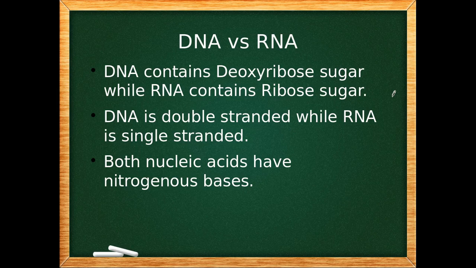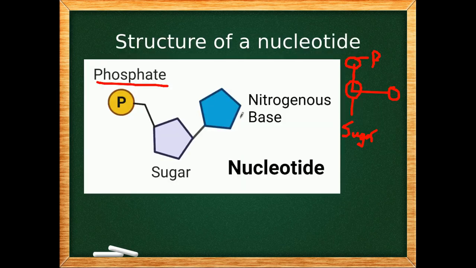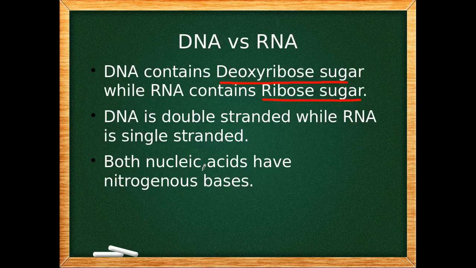Now that we know what a nucleotide looks like, we can go into the actual stuff. DNA contains deoxyribose sugar, while RNA contains ribose sugar. So this was our nucleotide. In this part here, DNA has deoxyribose sugar, but RNA has ribose sugar. That is the difference when it comes to the sugar molecule. Then it is said that DNA is double-stranded while RNA is single-stranded.